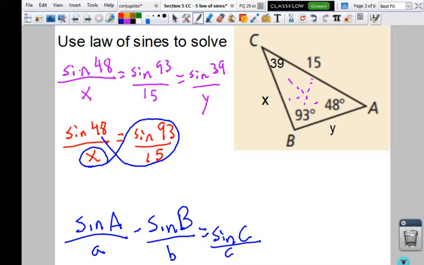Sine of 48 over... sine 90, yeah, you're right, sine 93. Divided by sine of 93. And I get x is 12.15.